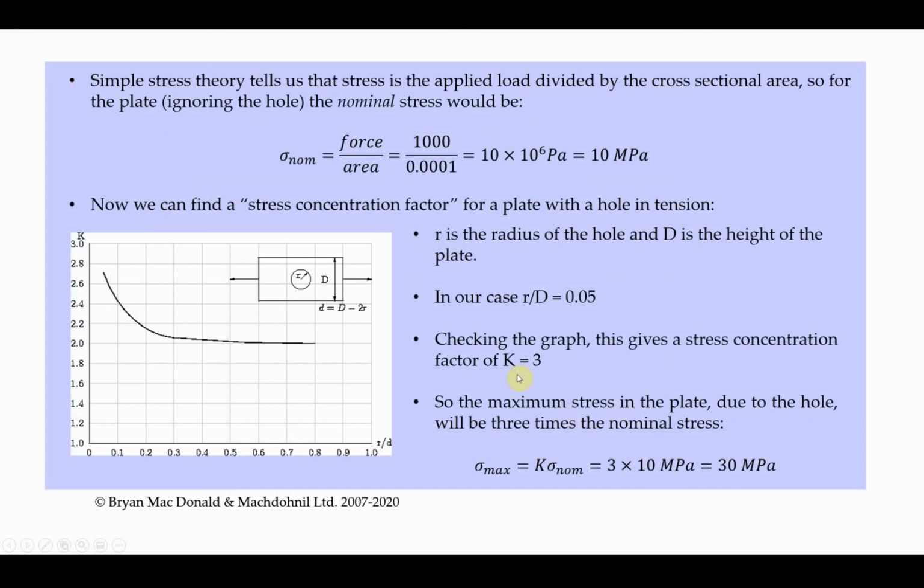So just to get the theory and see what kind of results we're aiming for. Simple stress theory tells us that the stress is the applied load divided by the cross-sectional area. So if we ignore the hole in the plate, then the nominal stress, which is the stress if the hole wasn't there, would be force over area, which is 1000 divided by 0.0001 meters squared, which gives us 10 by 10 to the power 6 pascals, or in other words 10 megapascals. So that's what the stress would be in the plate due to 1000 newtons being applied in simple tension if there was no hole.